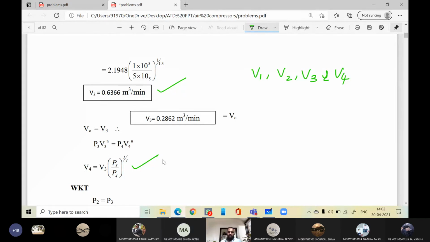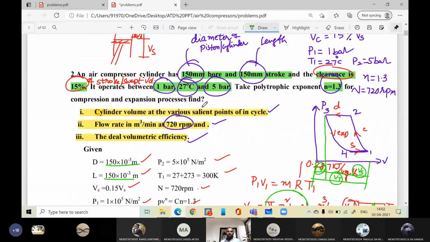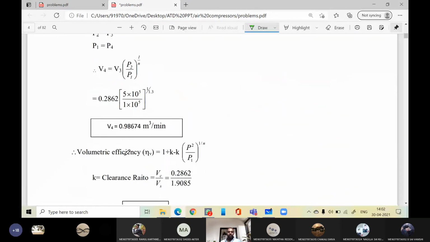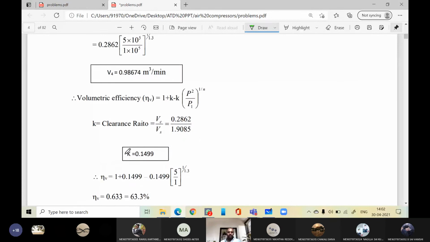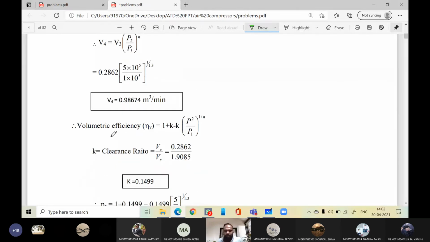No, sir. Right. Next, what is being asked? The first part is over: clearance and cylinder volumes at all points of the cycle. Next, flow rate in meter cube per minute at 720 RPM. What is the flow rate being asked? Here volumetric efficiency, because clearance ratio is there. So VC is equal to 15 by 100 of VS. So VC by VS can be called K, that is equal to 0.15. The n value is known to you, that is 1.3.